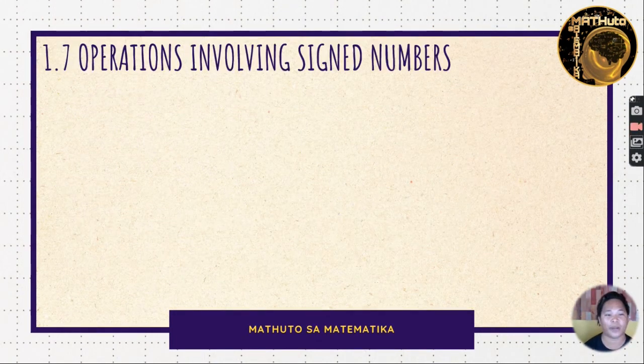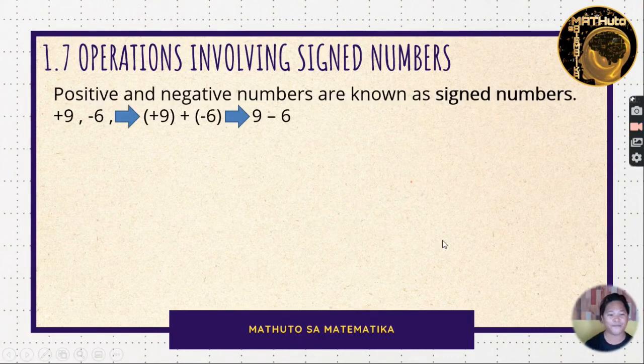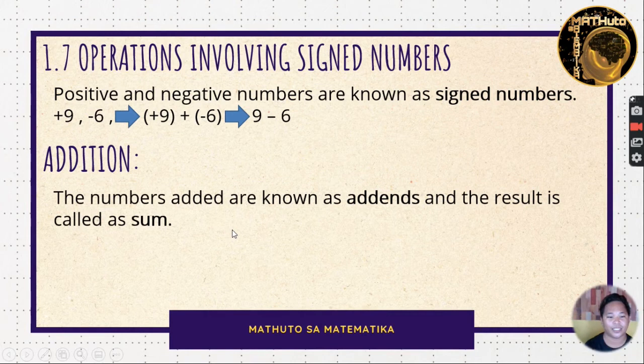Let's come now to the operations involving signed numbers. We have positive and negative numbers, which are known as signed numbers. So, we have positive 9 plus negative 6, or 9 minus 6. Let us start with addition. The numbers added are known as addends, and the result is called the sum. So, let us recall the basic terms in addition.